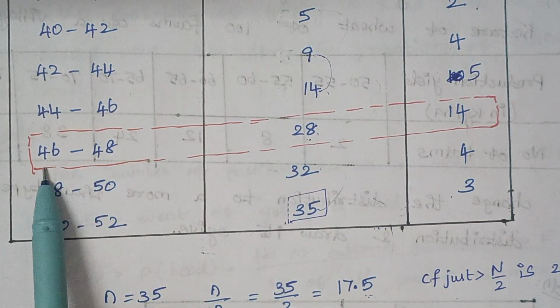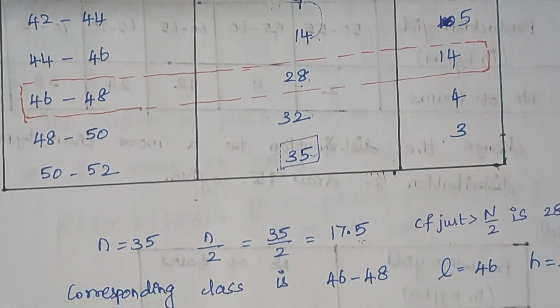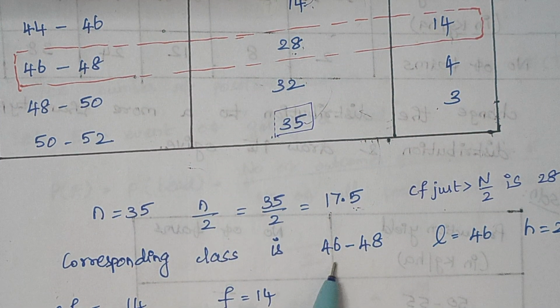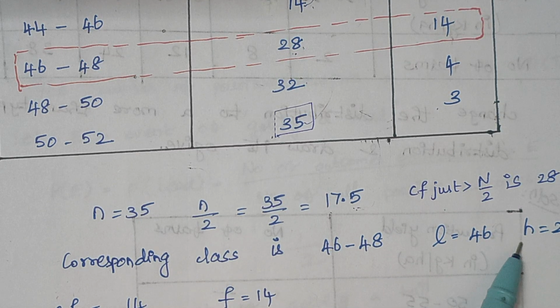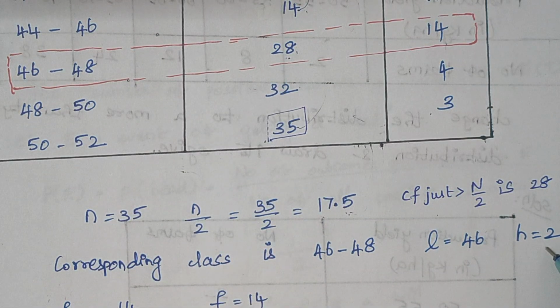What is the value of L? Here the value of L is 46. So just write it down. The corresponding class is 46 to 48 and the value of L is 46. What about H? H is the difference between these two, so the value of H is equal to 2, since 48 minus 46 is 2.